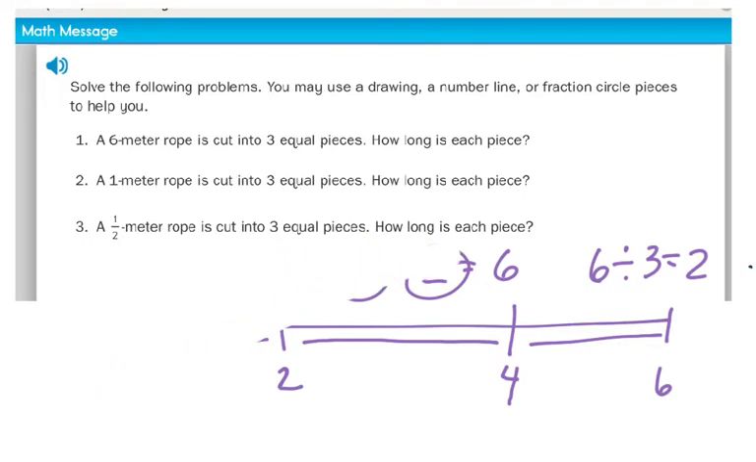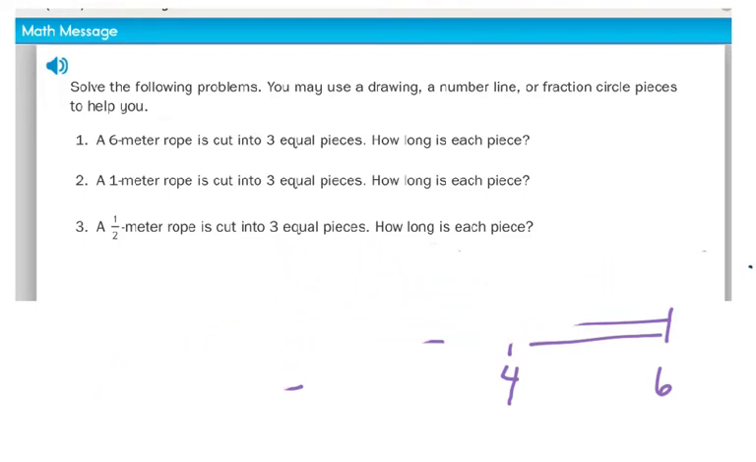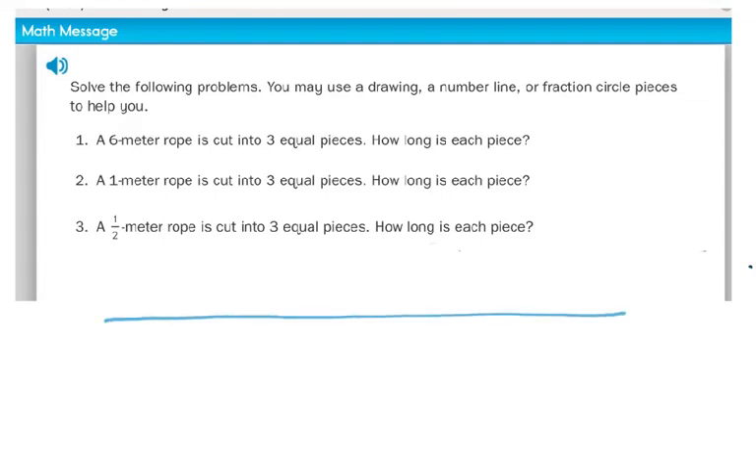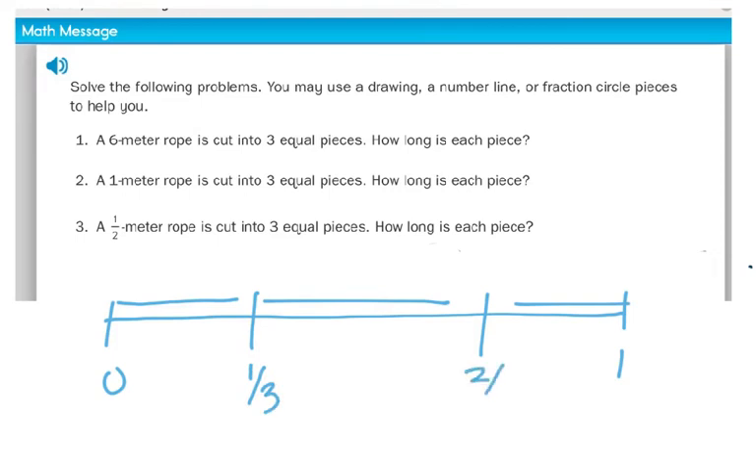Now, take a 1-meter rope and divide it into 3 equal pieces. How long is each rope? Go ahead and draw a picture as needed. We know that this would be in 3 equal pieces. 1, 2, 3. So 1/3, 2/3. So 1 meter divided into 3 equal parts is 1/3.